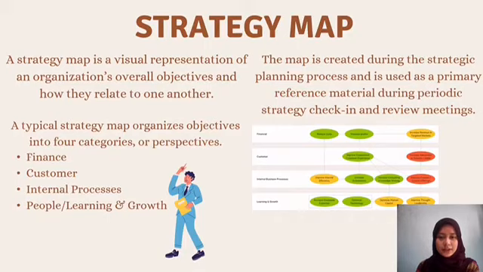The next one is the strategy map. A strategy map is a visual representation of an organization's overall objectives and how they relate to one another. This map is created during the strategic planning process and is used as a primary reference material during periodic strategy check-in and review meetings. There are 4 typical categories of objectives that organizations use, such as finance, customer, internal processes, and people/learning and growth.